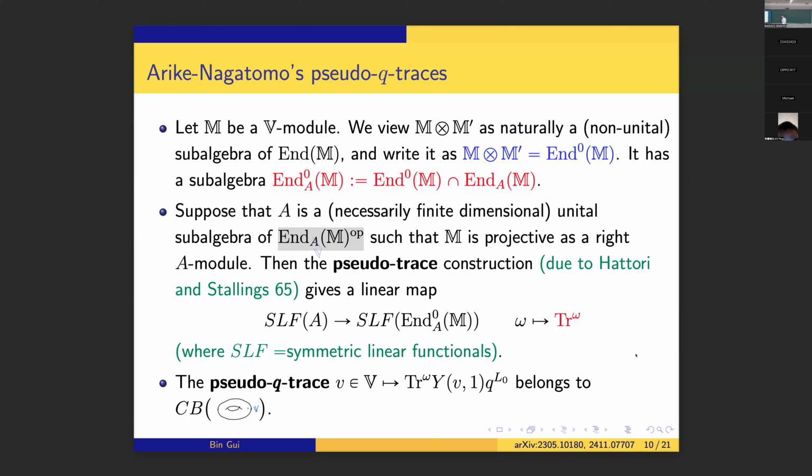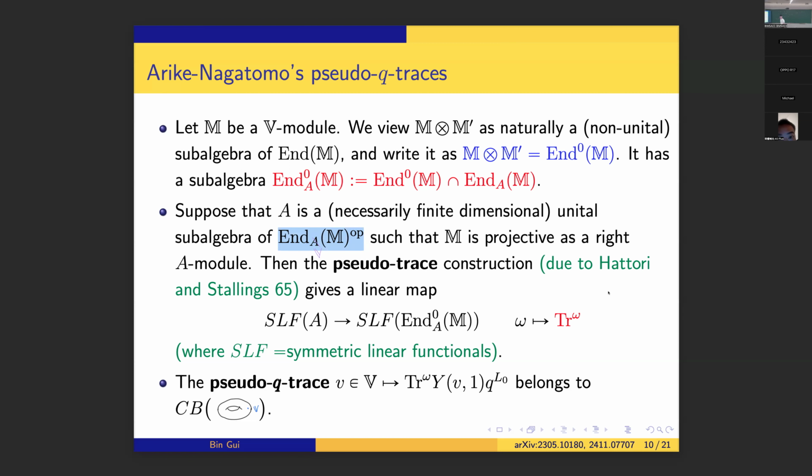Okay, in order to define the pseudo q-trace, we just need to put this vertex operator times q to the power L zero, plug it inside this trace of omega, and you will get a genus one conformal block. Okay, so this is the pseudo trace construction in the setting of Arike and Nakatomo.